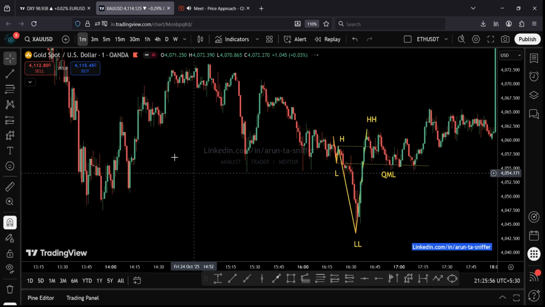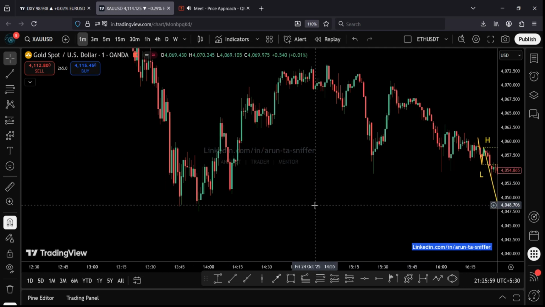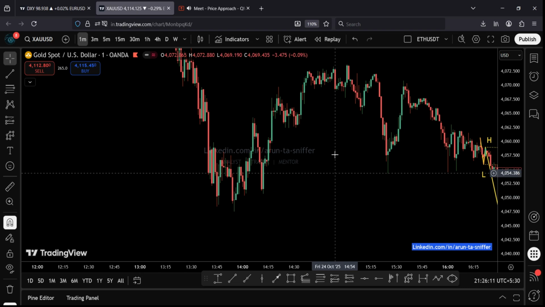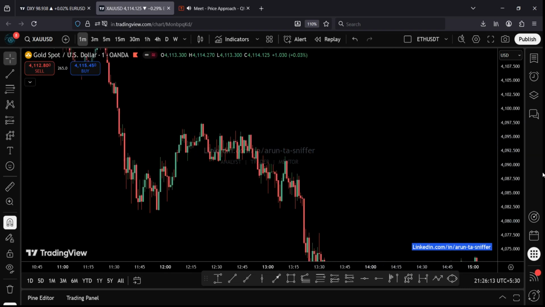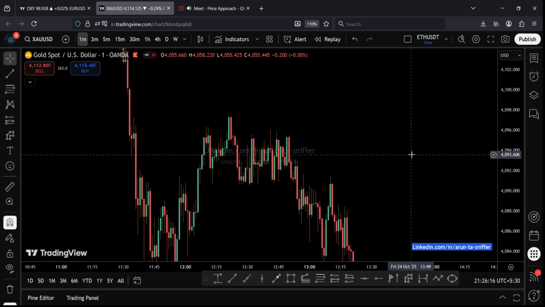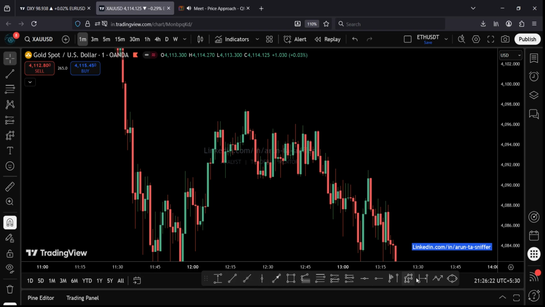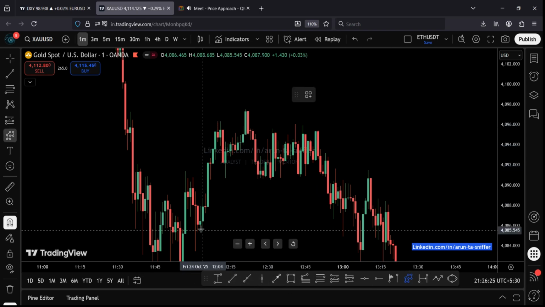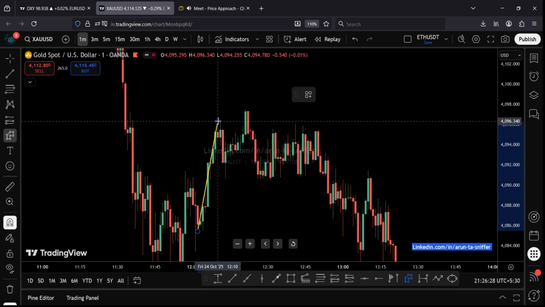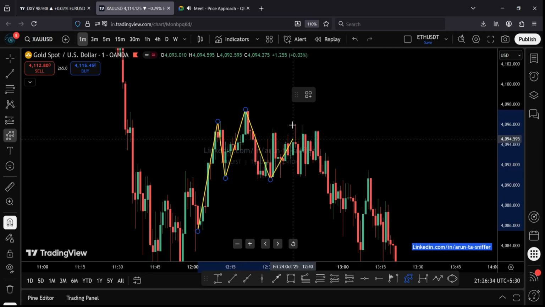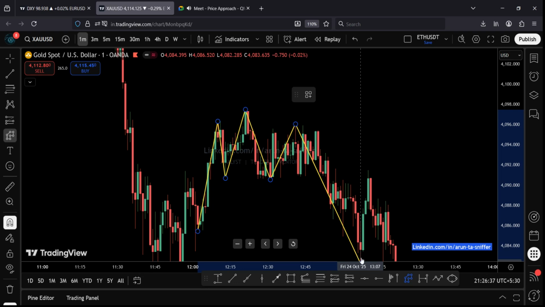Okay, so let's see another example. Here we have example. Okay, price goes up, creates a high, creates a low, creates higher high, creates lower low, goes back again to QM level and falls.